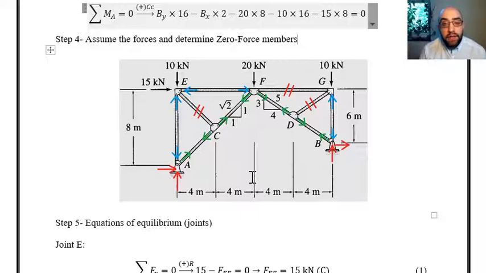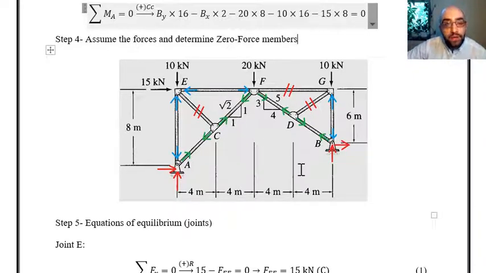The important thing is to make sure you put the right direction for the arrows based on your assumption. For example, if you assume AC is in compression, then the arrows should be toward the joints. If you assume the member is in tension, then the arrows should be toward the member. That's the important thing. But once you make your guess or assumption, you have to move forward, write the equations of equilibrium for the joints.